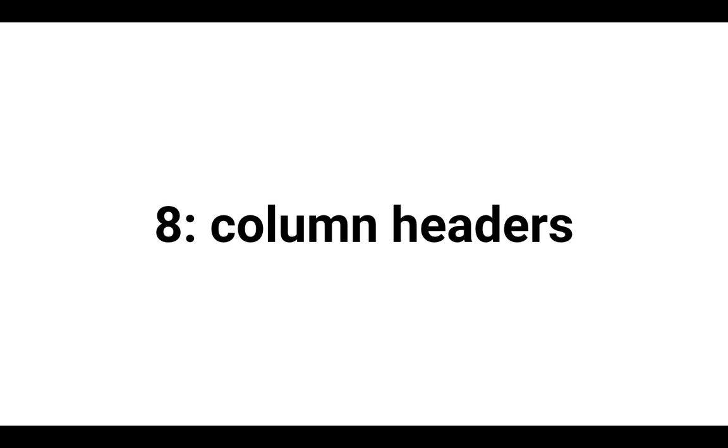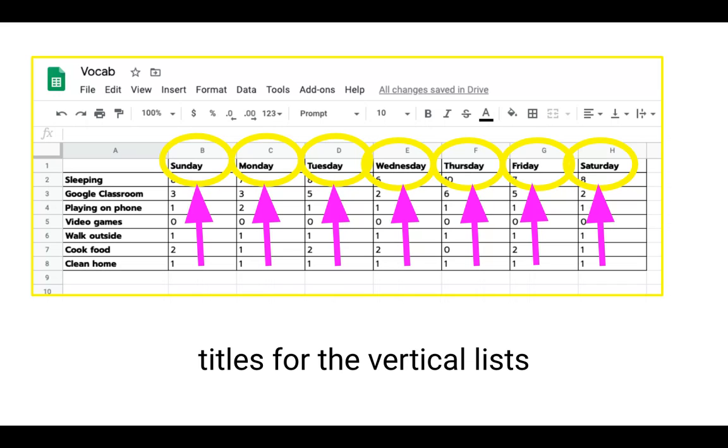8, column headers. This table has many column headers. The column headers are titles for the vertical lists. So, column B's title is Sunday. C, the column header is Monday. D, the column header is Tuesday, and all the way down.